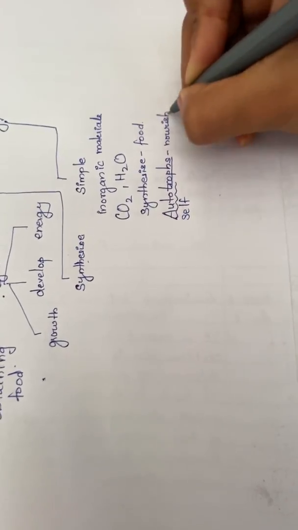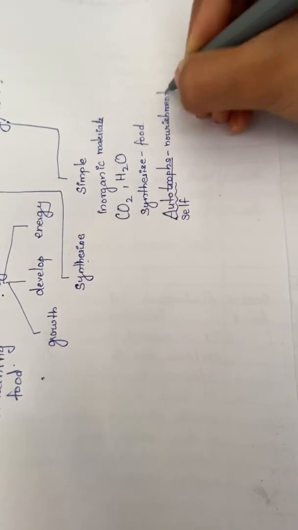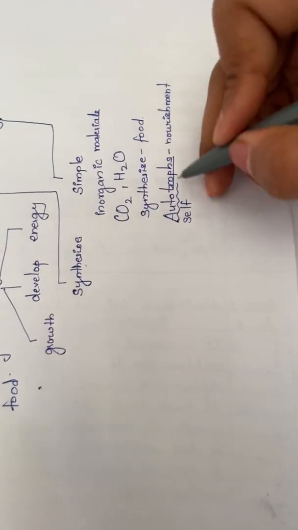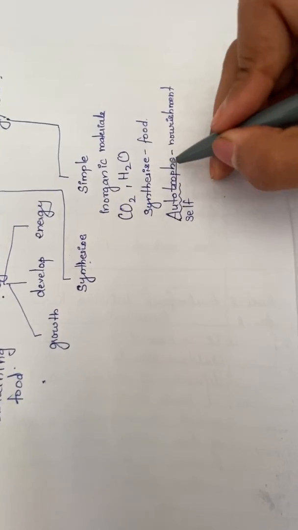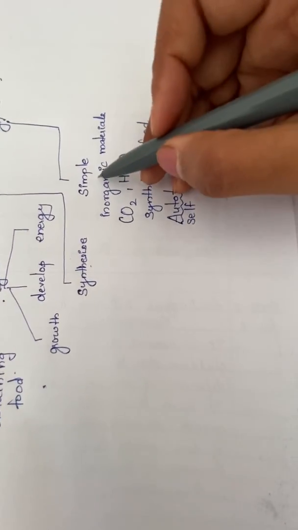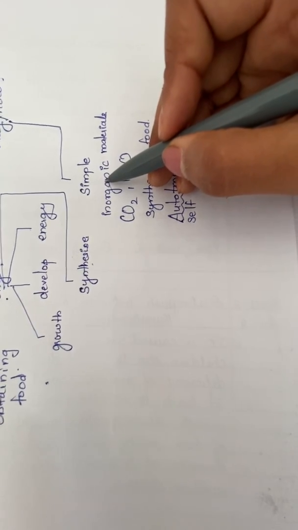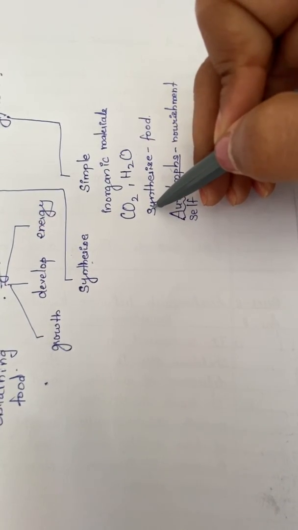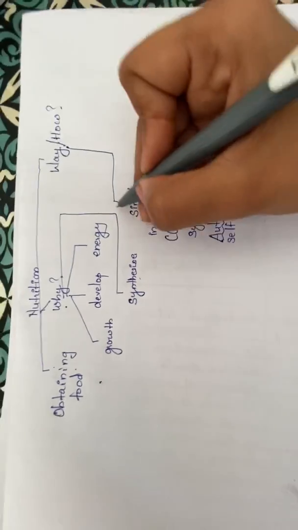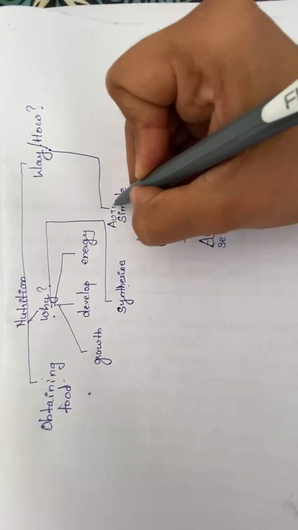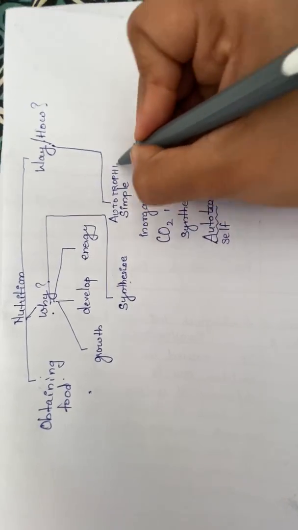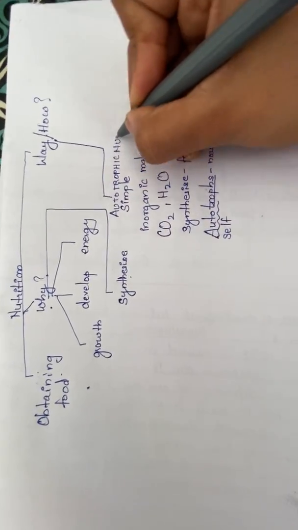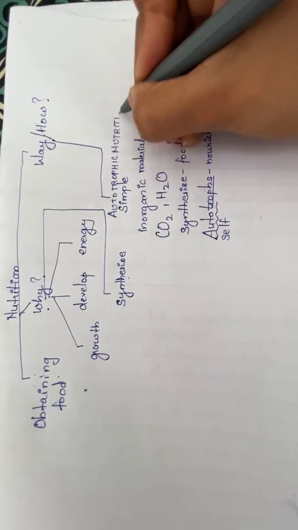So that means they self-nourish. They give nourishment to themselves. Hence we call them autotrophs. This way of obtaining food by using simple inorganic materials from the environment and synthesizing own food is called autotrophic nutrition. This is one way of obtaining food.